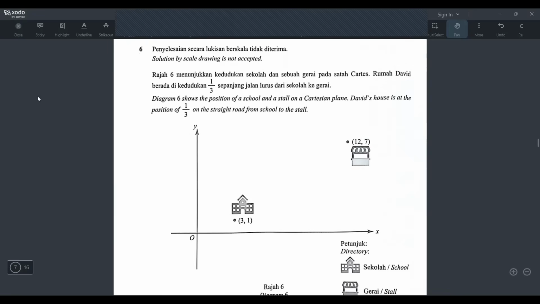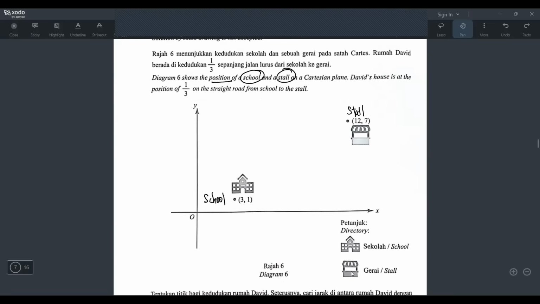Okay, let's go to number 6. So number 6, I think this is a coordinate geometry question. Let's read. Solution by scale drawing is not accepted. Okay, no problem. Diagram 6 shows the position of a school and a stall on a Cartesian plane. So where is the school? So this one is school, and then this one is stall, right? Because they got label here, right? They say this one is school, this one is stall.